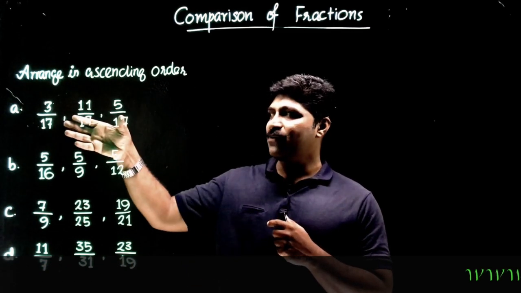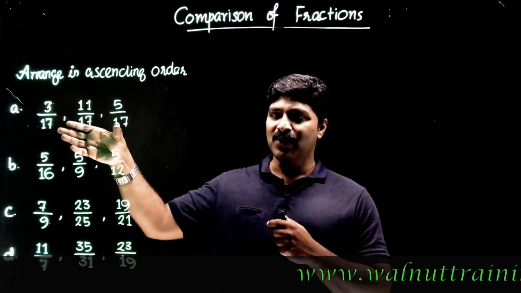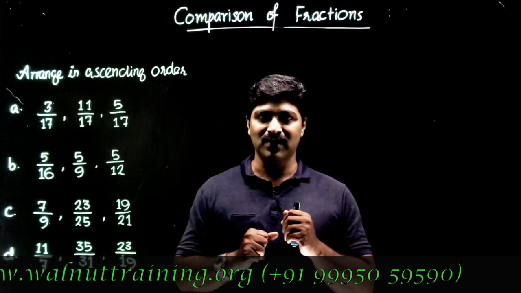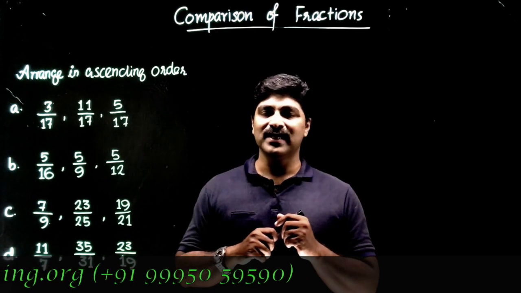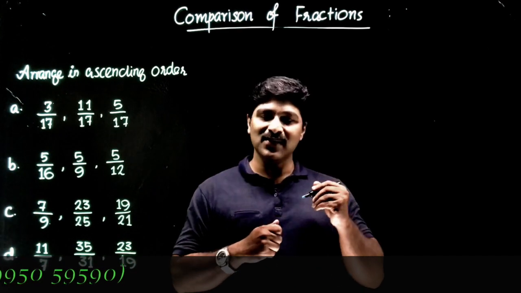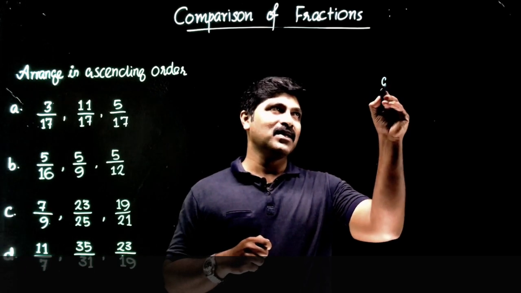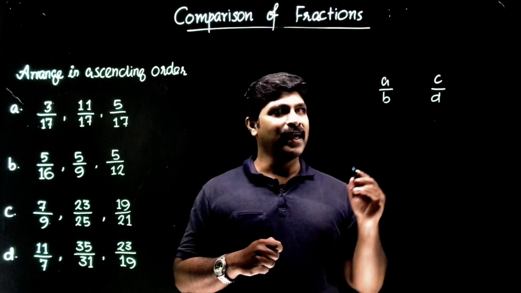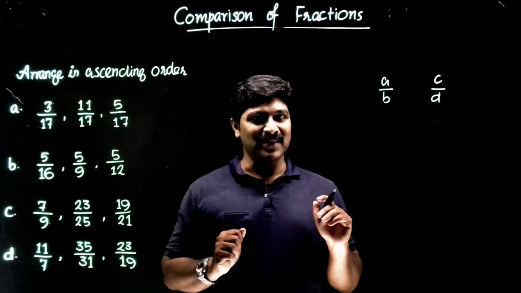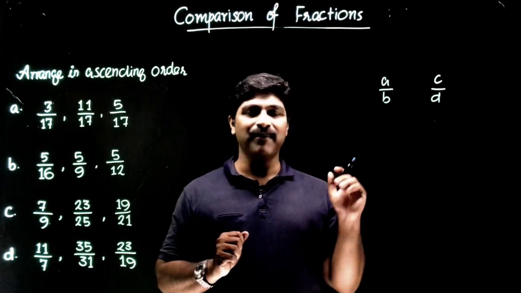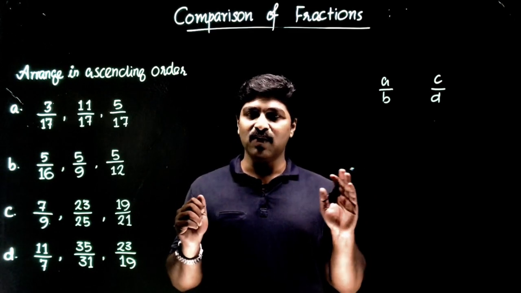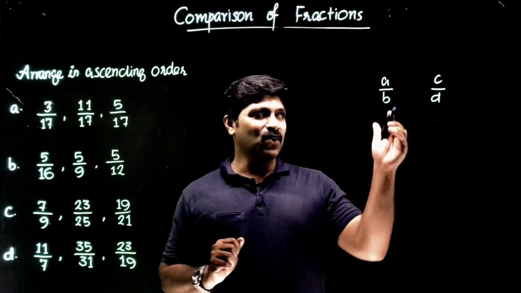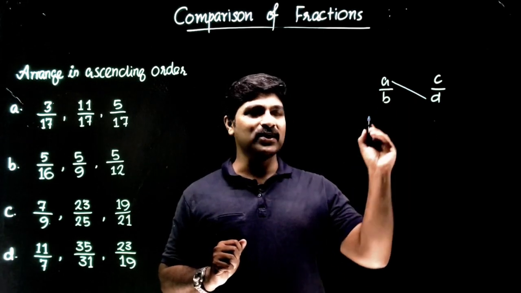Before going to arrange the fractions in ascending order, consider a basic idea for the comparison of two fractions. So first we are considering the basic comparison of two fractions. Consider two fractions such as a by b and c by d. How to compare these two fractions? There is an easy way of comparison. If you need to find out which is greater and which is the least, we can apply this method. You just make a cross multiplication like this.